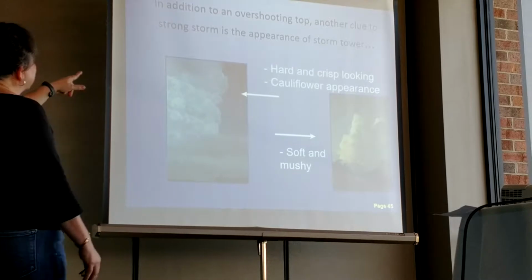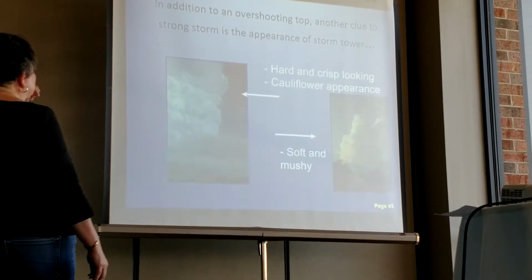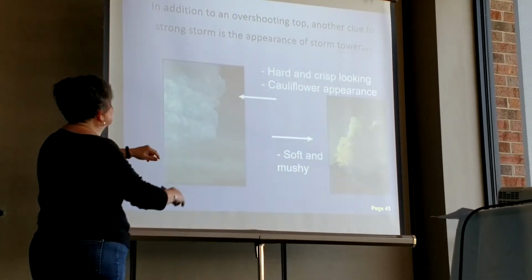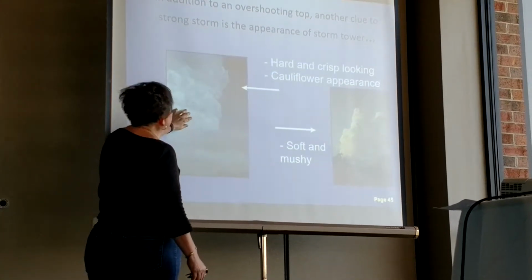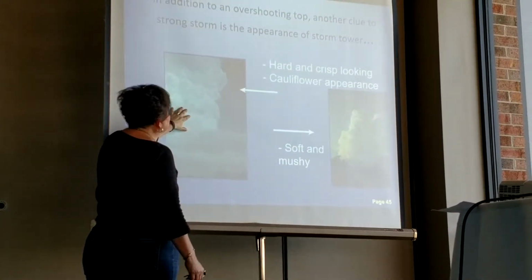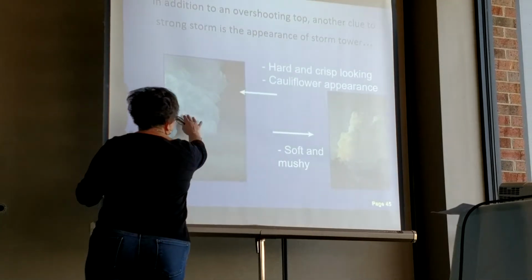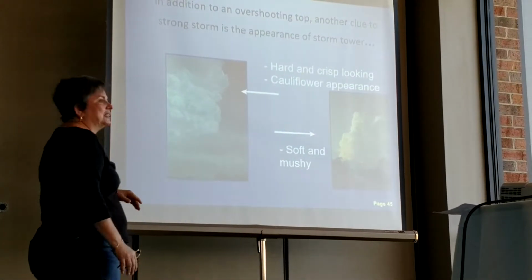All right, the other key, by the way, to severe thunderstorm, we've got the overshooting top. You see one, and it's hard to see here, but if it looks kind of crisp and cauliflower-like, it's a severe storm. If it doesn't look real cauliflower-like, soft and mushy, it's probably not severe.